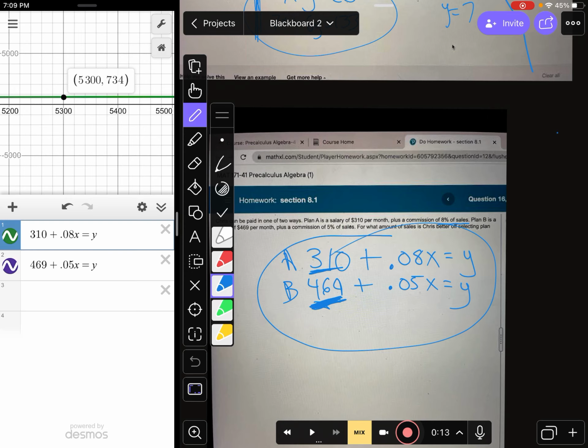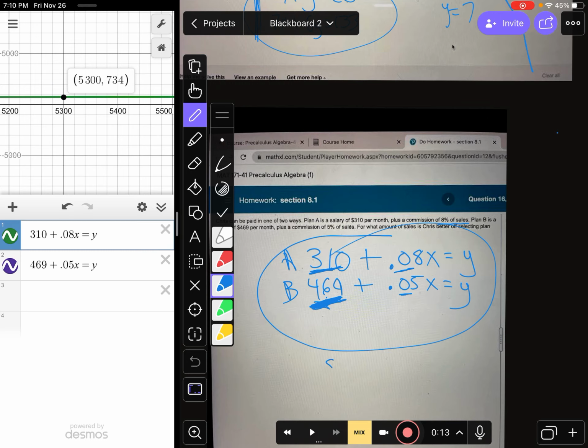So plan B starts out higher initially than plan A. But as you can see, plan A goes up faster than plan B. So eventually plan A will surpass plan B, and it's going to happen at that point of intersection at 734 and 5,300. So for what amount of cells is Chris better off selecting plan A? That 5,300 on your graph.